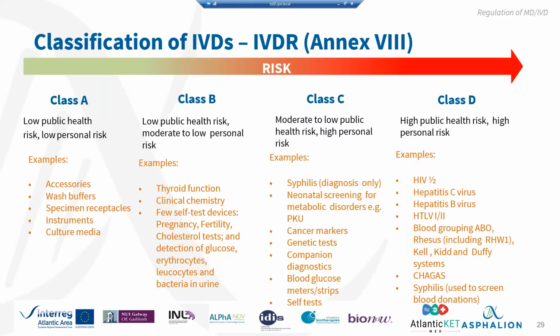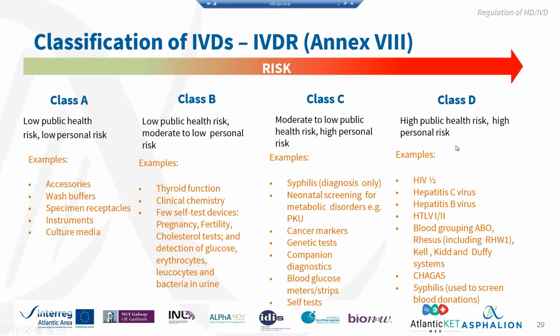What happens now? What happens with the regulation? This has changed quite a lot. We have this classification system from A to D, being class A the lowest risk and class D the highest risk. You can see here some examples. Usually class A devices have low public health risk and low personal risk. And then in class D, we've got devices that are used for diseases with high public health risk and high personal risk, such as HIV or hepatitis or syphilis.